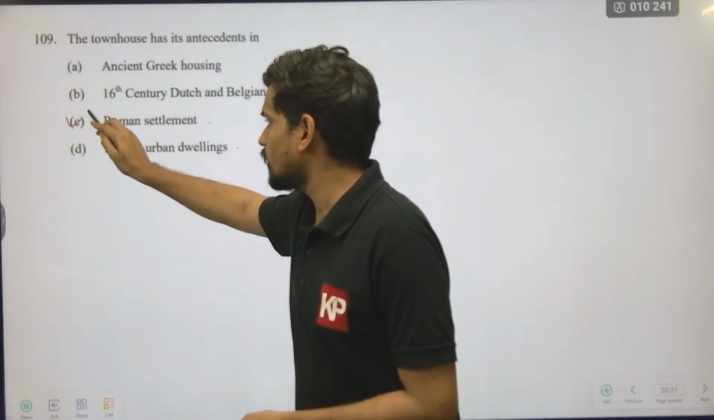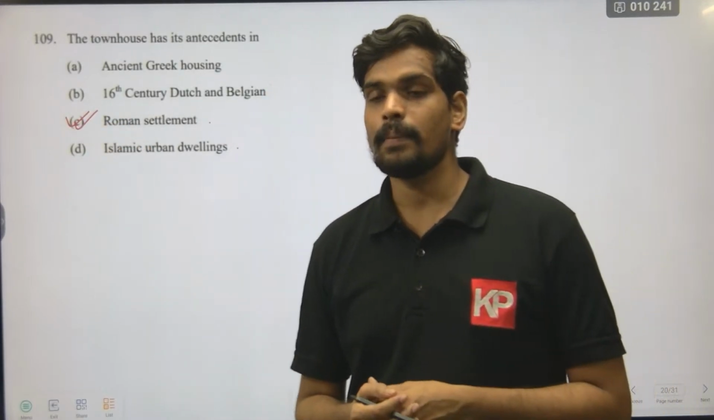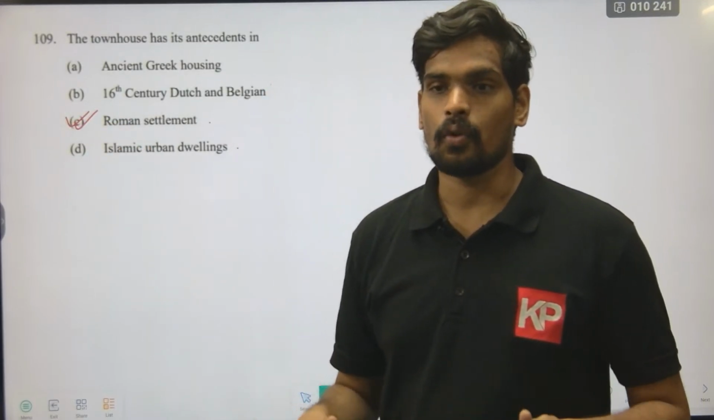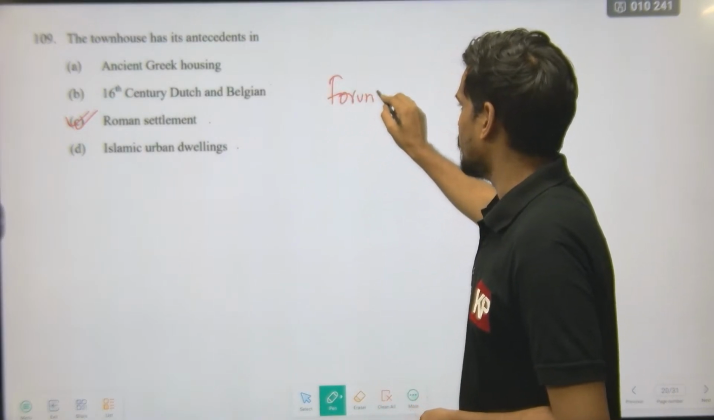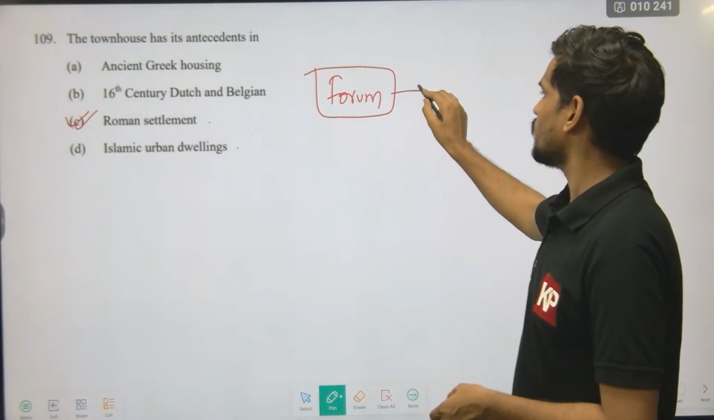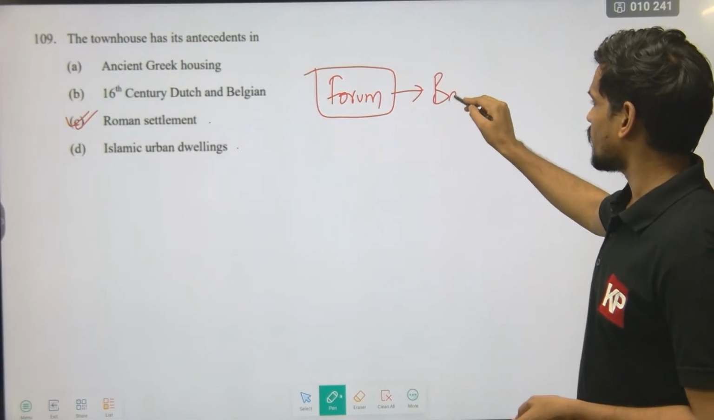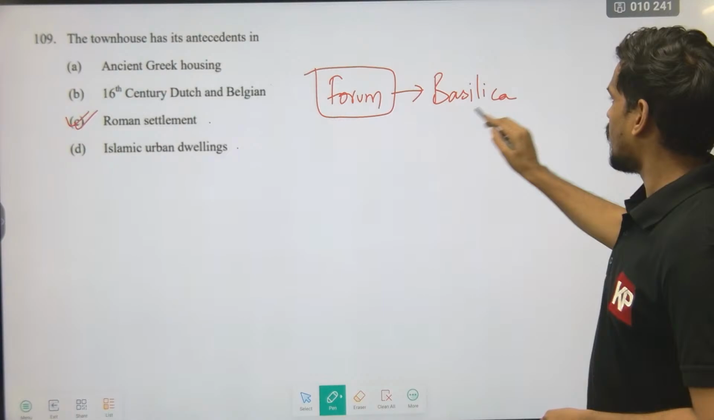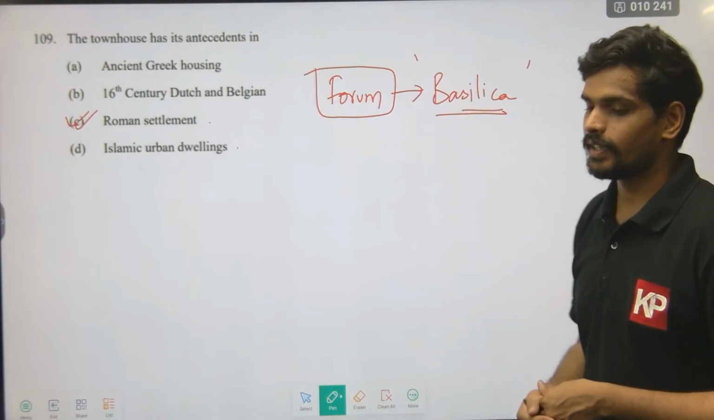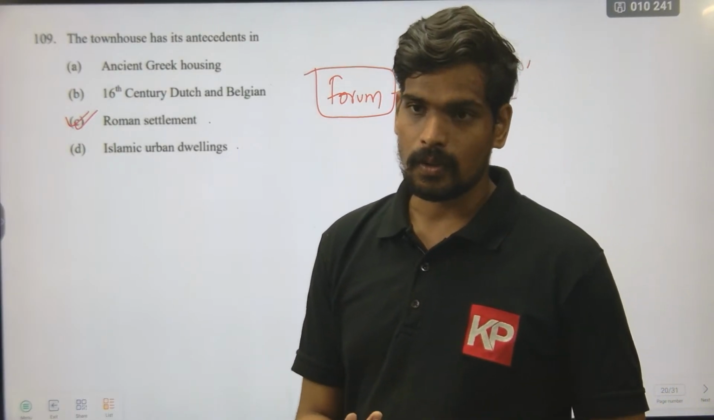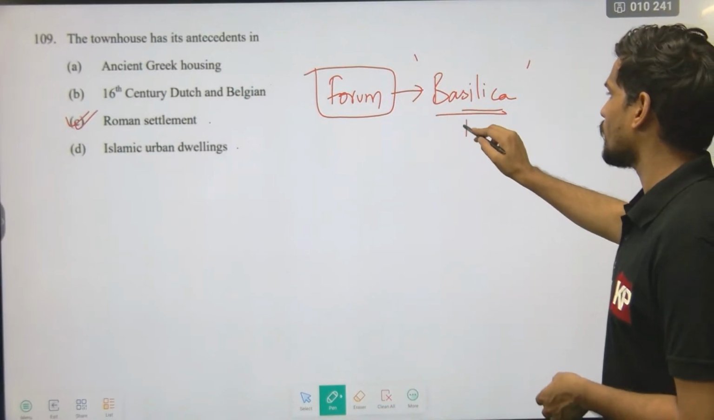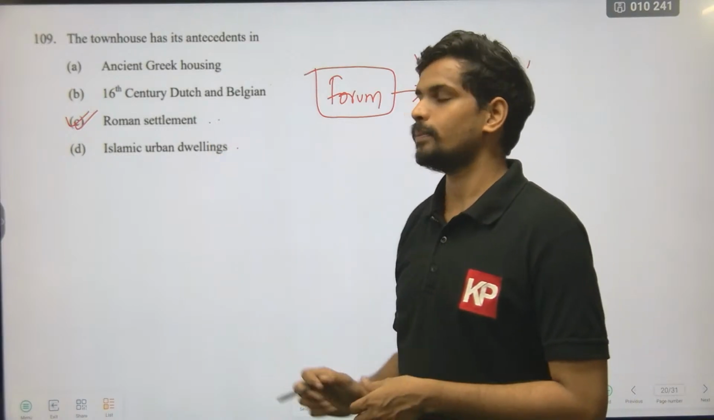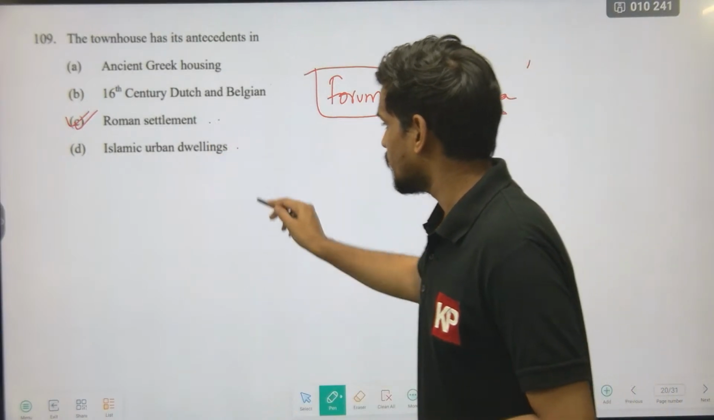It is something which you see in the Roman settlements. In Roman settlements, in the public square within the forum, so in Roman cities, the central public space is referred to as a Roman forum. In the Roman forum, there was a component of building called basilica. And basilica is similar to a townhouse or a courtroom of those times. So townhouse has its antecedents in Roman basilica. So Roman settlements can be the appropriate answer. C will be the answer for this.